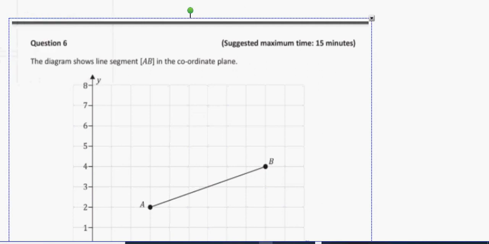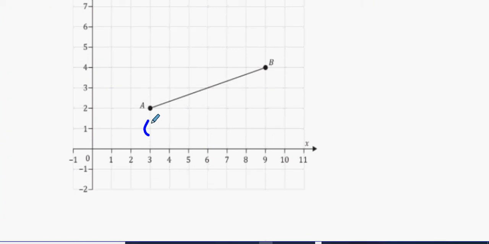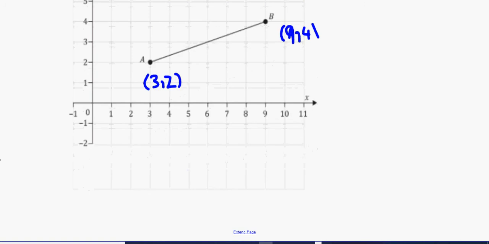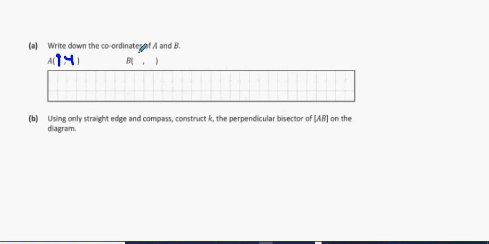Diagram shows a line segment AB on the coordinate plane. A is the point (3, 2): 3 across, 2 up. B is the point (9, 4): 9 across, 4 up. Is that okay with you guys? Yeah. 9 and 4, 3 and 2. Alright.